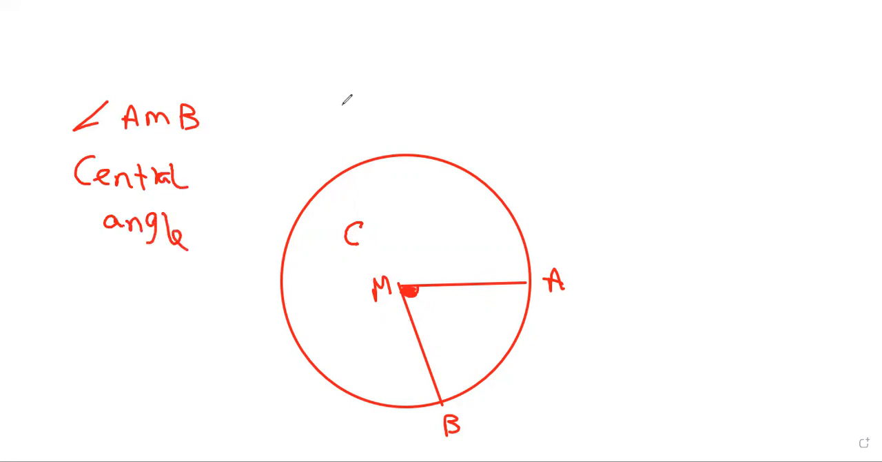And what is the radius, Yusuf? MA and MB. Great. So MA is the radius and MB is the radius. And AB is the arc opposite to the central angle. So AB is the arc. We read it as arc AB. So this angle is a central angle, MA is the radius, MB is the radius, and AB is the arc.